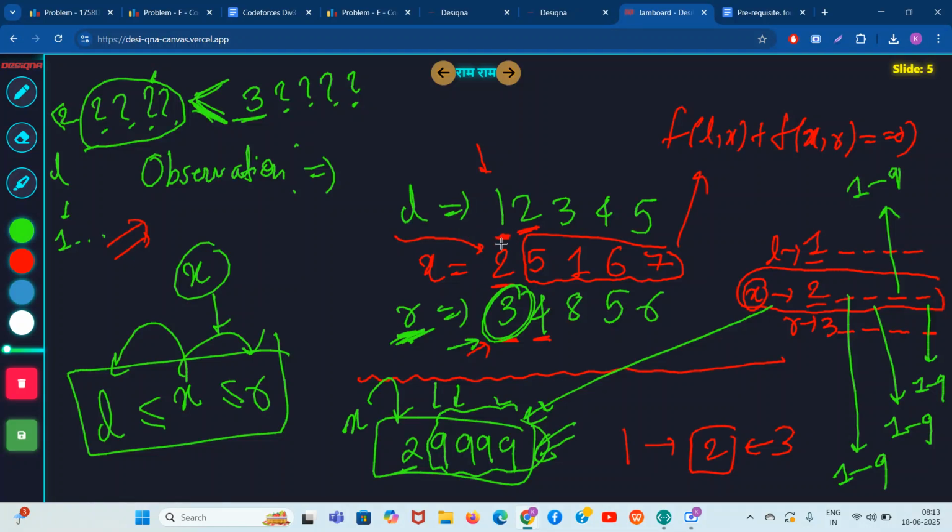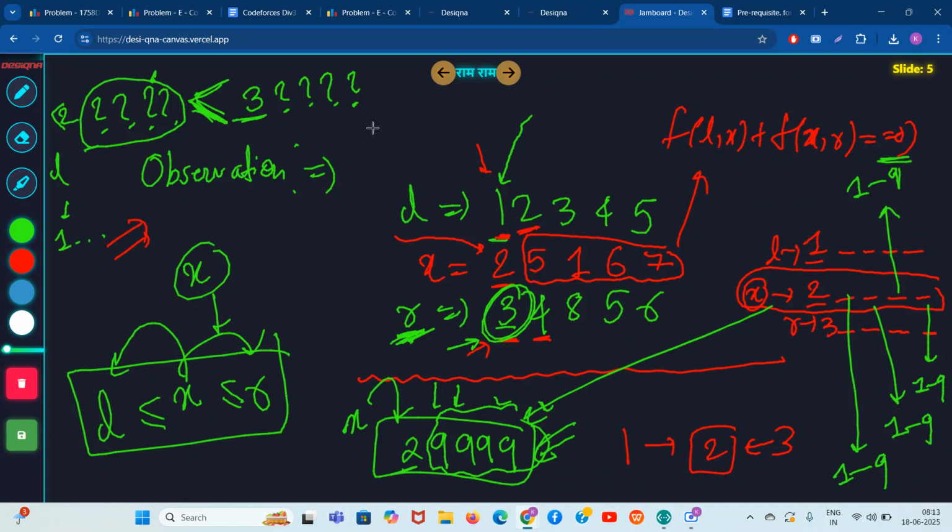So guys, the observation is, as soon as you come to know about the first index such that this number and this number are not matching, then what you can do is just find a number in their middle, and the full problem is solved. The answer is 0. Okay.